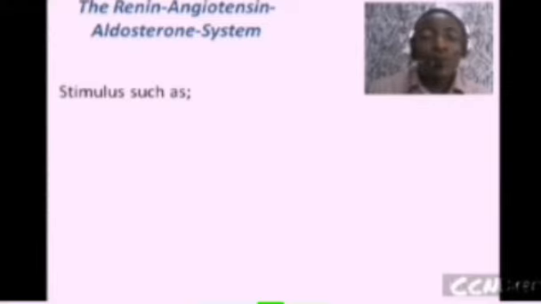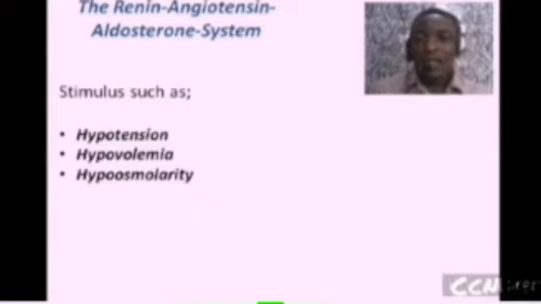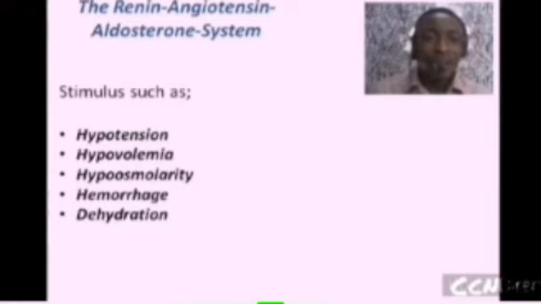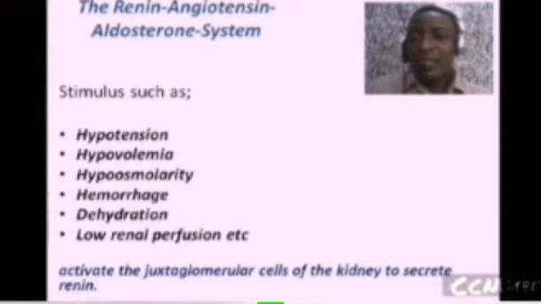The stimulus for the secretion of the renin-angiotensin-aldosterone system, also known as the RAS, is 1. Hypotension, when there is low blood pressure. Okay. 2 is hypovolemia. This simply means low ECF volume. 3 is hypoosmolarity, that is low sodium ion in the blood. Okay. The next one is hemorrhage. Hemorrhage simply means excessive bleeding. And the other one is dehydration, that is low water content in the body. And then we have low renal perfusion, that is when the kidney is not getting enough blood. Okay, these are the major stimuli that lead to the secretion of renin. Now, these stimuli activate the juxtaglomerular cells of the kidney to release renin.